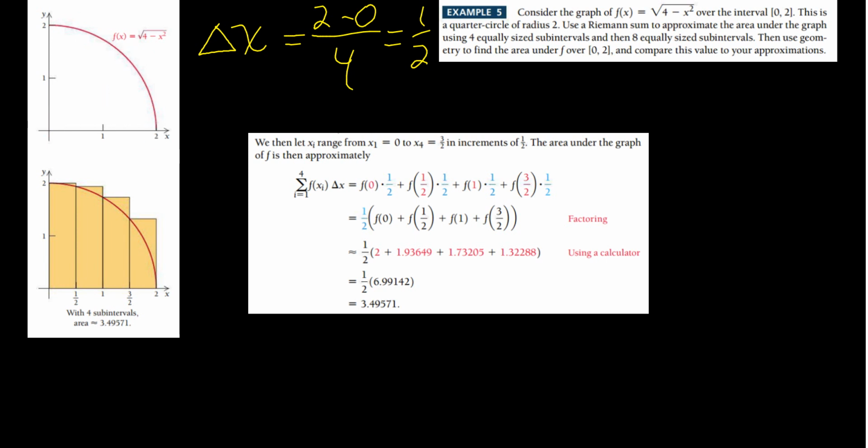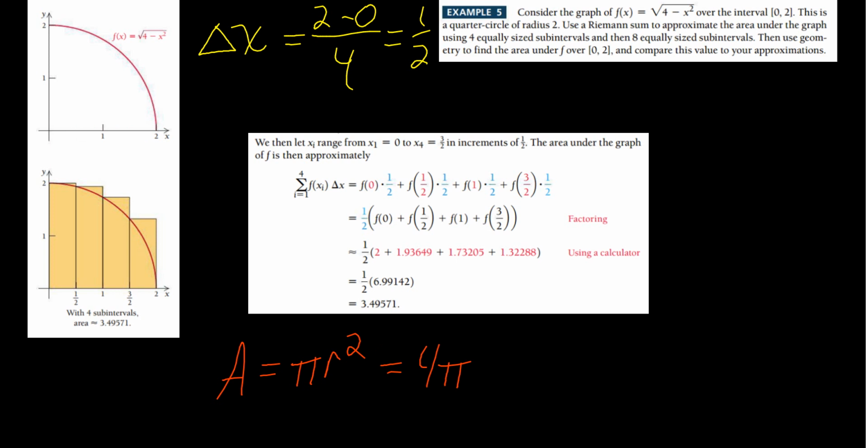Real quickly, what is the area of a circle? The area of a circle is pi r squared. Our radius here is going to be 2. So the area here is going to be pi r squared. Well, 2 squared is 4, so my area here is going to be 4 pi.